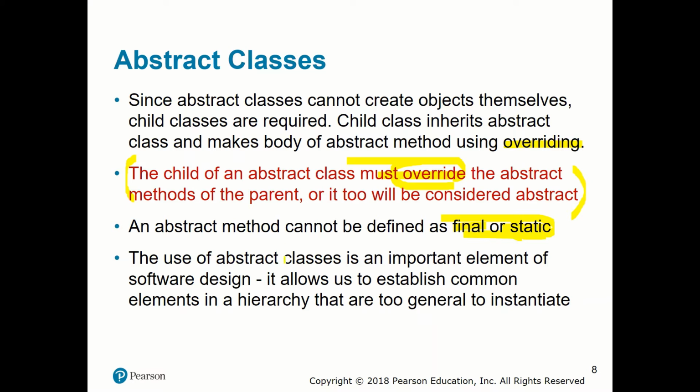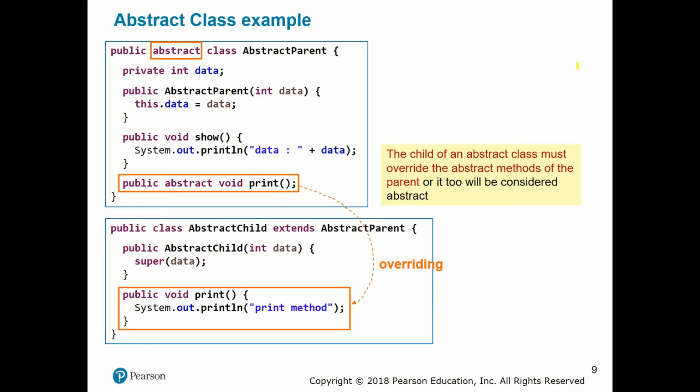The use of abstract classes is an important element of software design. It allows us to establish common elements in a hierarchy that are too general to instantiate. Let's see this example. Public abstract class AbstractParent. AbstractParent has member data, a constructor, a general method, and an abstract method. See here, this is an abstract method.